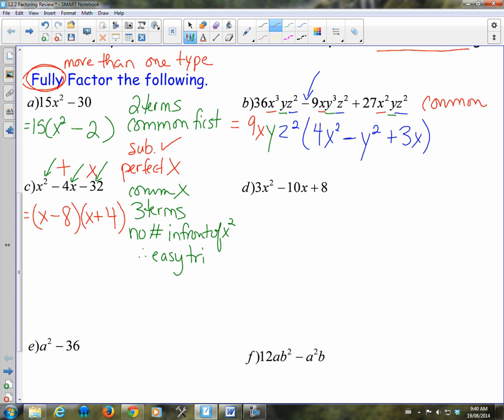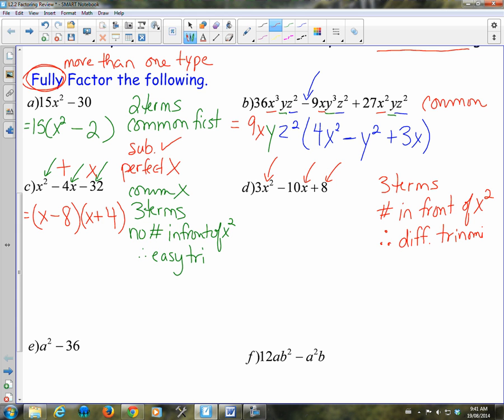Next one, try to common factor first. Can't common factor because 10 and 8 do not divide by 3. Then I count my terms. There's 3 terms. Is it a trinomial? Well, yes, it is, because there's an x squared, an x, and a number. And my trinomial has a number in front of the x squared.